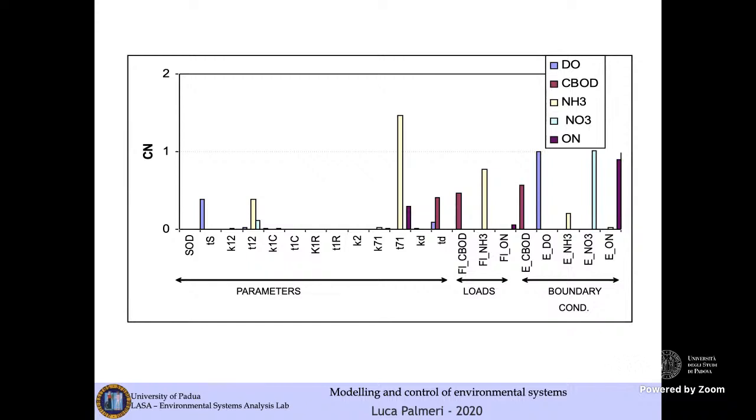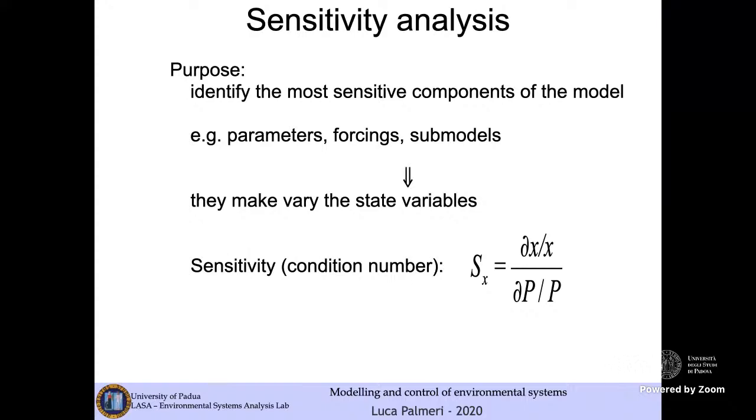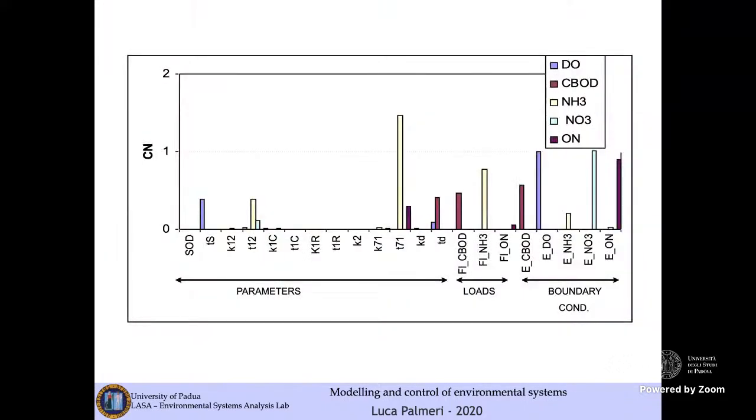These are condition numbers. So these numbers S plotted for the various elements of a model. This is a model of the water quality in the river, the canals of the city of Venice. Here we have a set of parameters, but also we have made a sensitivity analysis on two external conditions, like for example, loads of CBOD or ammonia or organic nitrogen and so on.